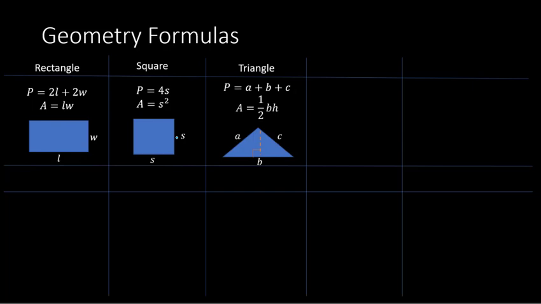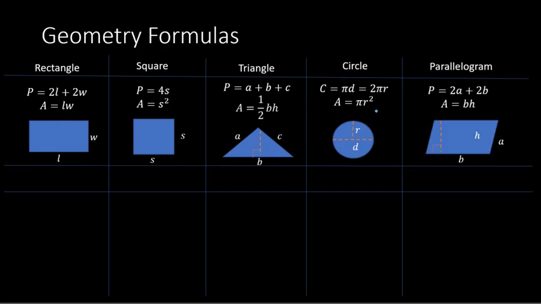For a triangle, the perimeter is found by just adding up the side lengths, a plus b plus c. And the area is found by doing 1/2 times the base times the height of the triangle. For a circle, we have circumference and area. Circumference is the distance around the circle. We find that by doing pi times diameter, or 2 times pi times radius. Then area is found by doing pi times radius squared.